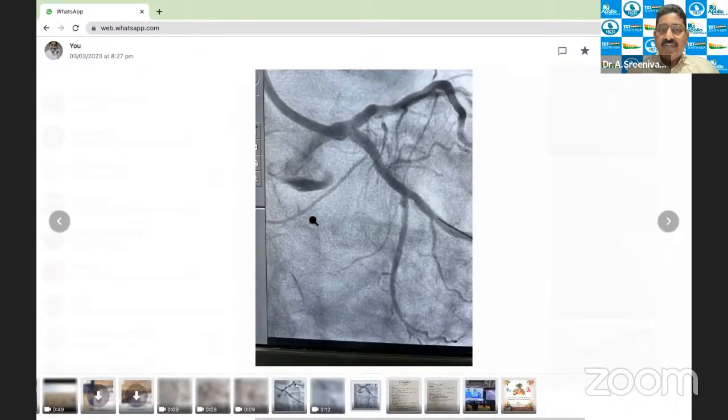Finally, we left it. The patient came for follow-up after 2 weeks. She's doing fine. The worry was that if you stent it, then probably the LAD would be compromised. We left it at this stage, sir. I thought this is a reasonably good result in an 80-year-old female.